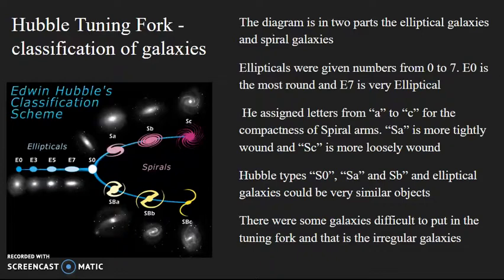Hubble types S0, SA, and SB in elliptical galaxies could be very similar objects. There are some galaxies difficult to put in the tuning fork, and that is the irregular galaxies.